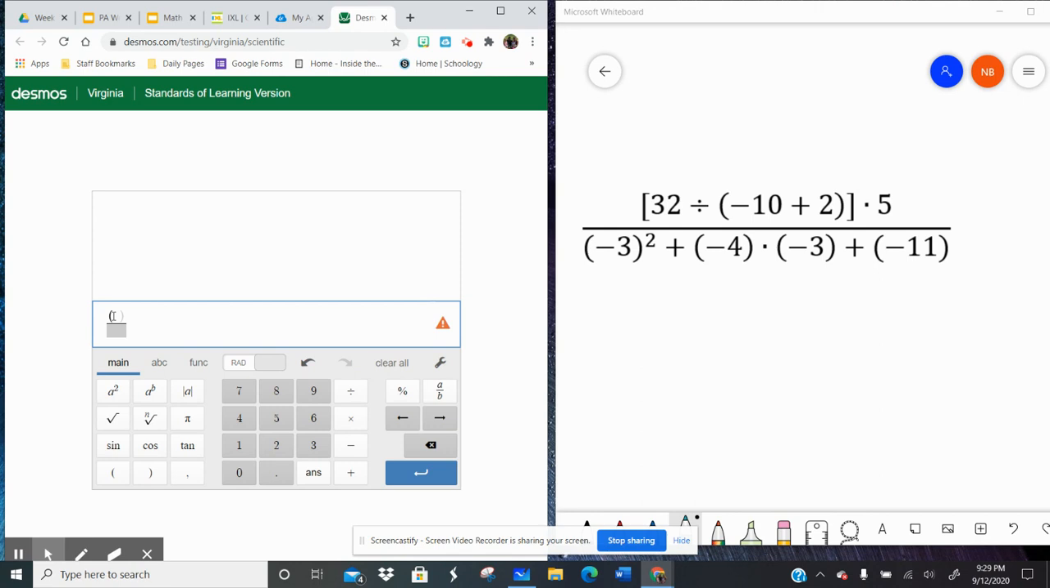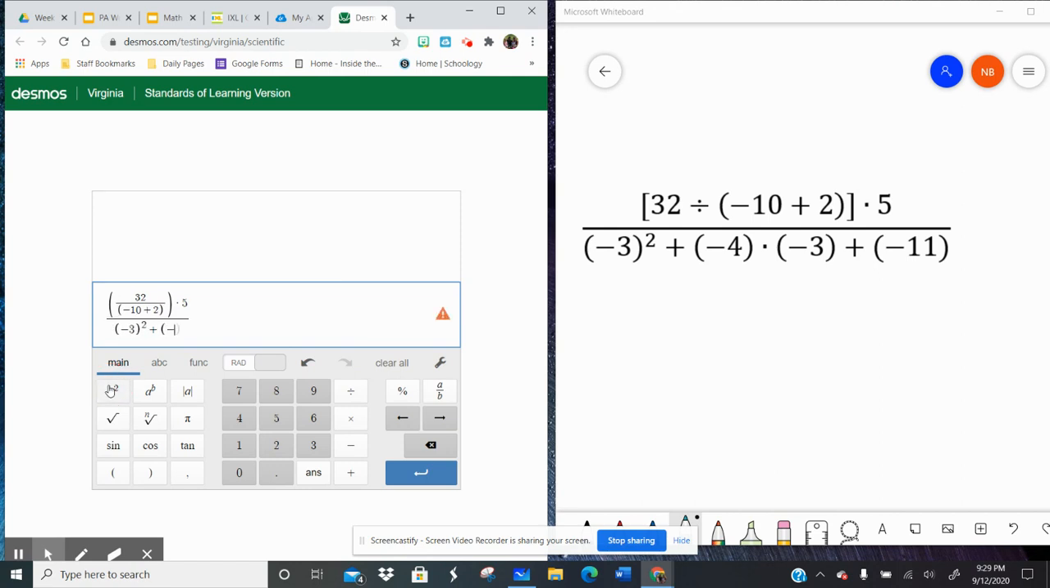So if I do 32, and again, I'm going to do divided by, and then I have that parentheses, -10 plus 2. I'm going to close that. Then I'm going to close, sorry, you're going to move your cursor out. I'm going to close that because that whole part was in brackets. Now I multiply that by 5, right? So the top looks pretty crazy. I got a fraction bar over a fraction bar, but that's okay. That's what it should look like. So now I have my -3. I'm going to close that and hit the squared key.